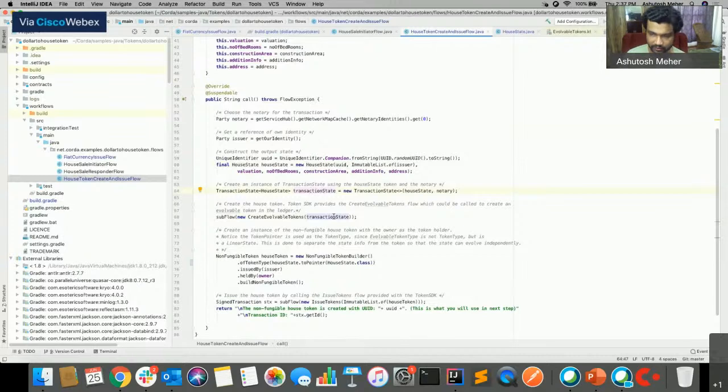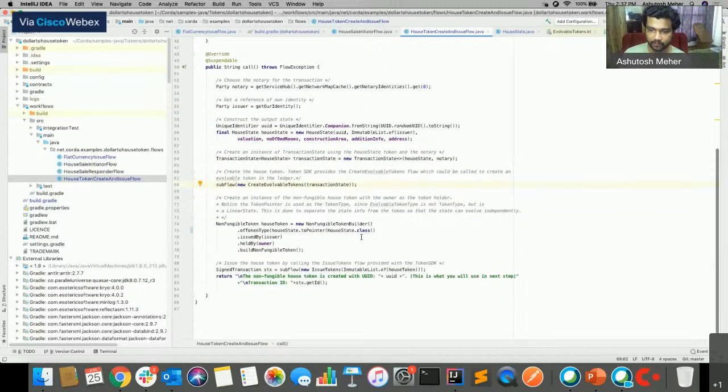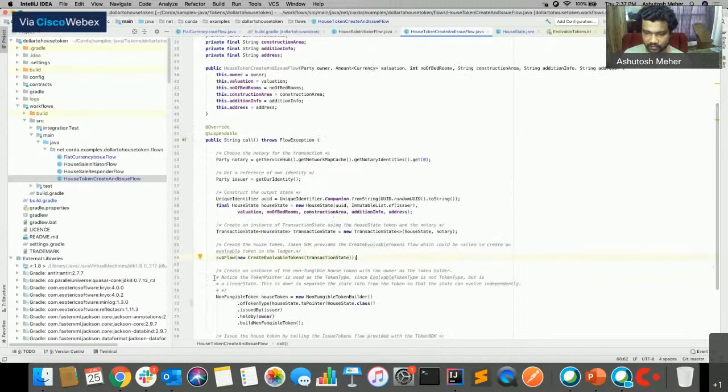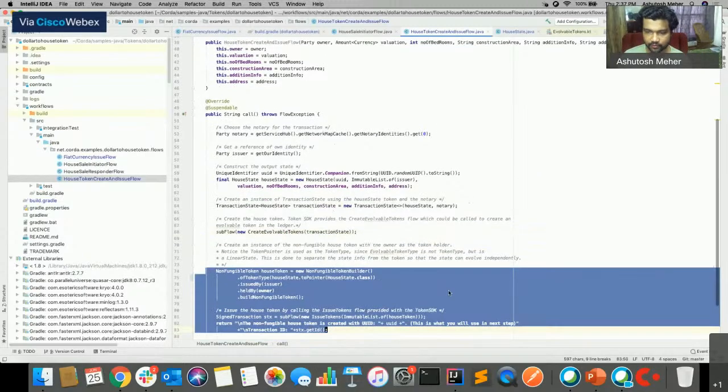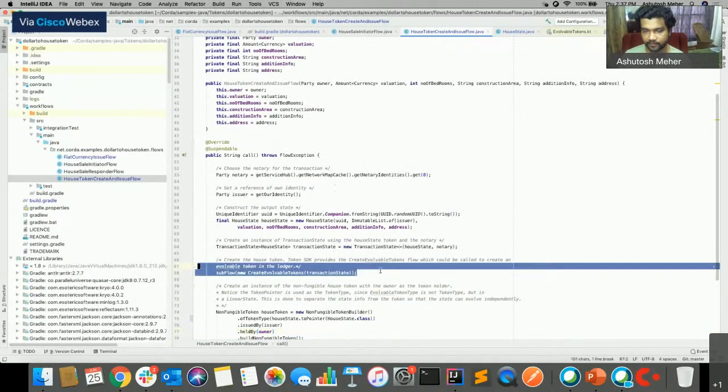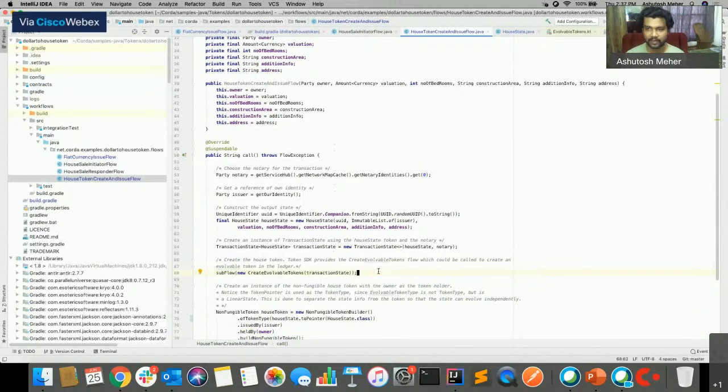You don't have to worry about signing, verifying the contract, or even collecting signatures from others. All of that is taken care of inside this particular flow. All right. We'll talk about this part later on. This is where we issue it. For now, we're just creating it. So once we have created it, the next thing we want to do is issue your token, right?